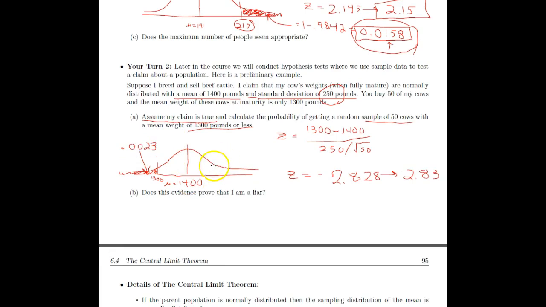So the probability of this happening by chance, getting a sample of 50 cows that have a mean weight of 1,300 pounds or less, is only 0.0023. That is a really small probability. That's highly improbable. So, does this evidence prove that I am a liar? Yeah. Kind of. Right?